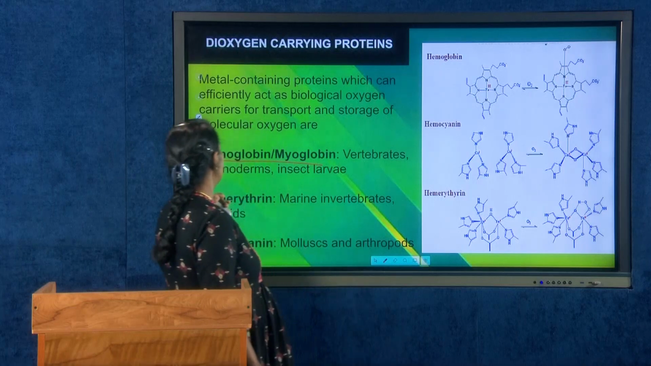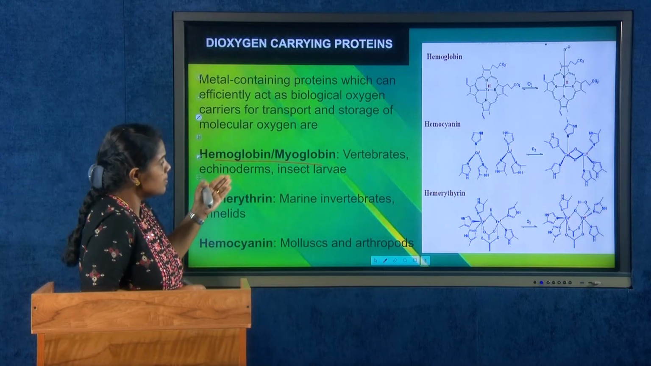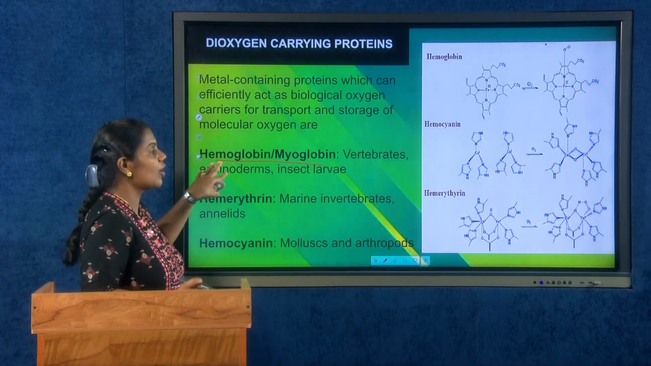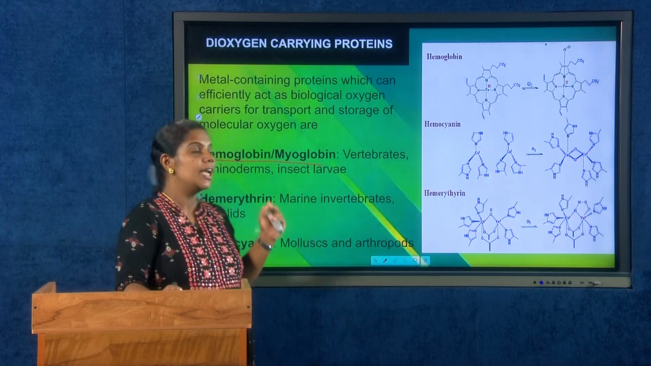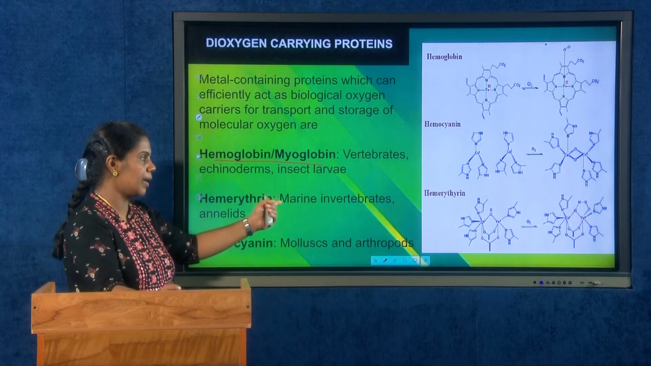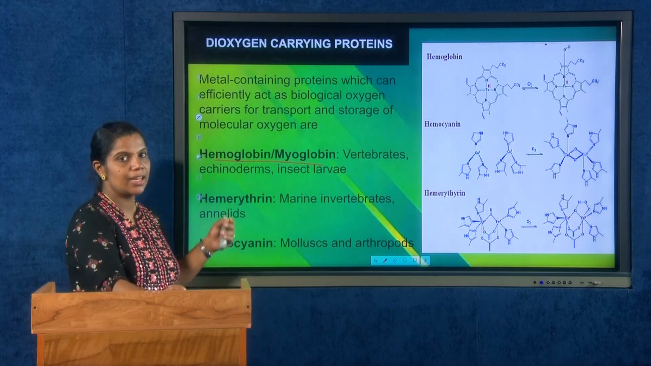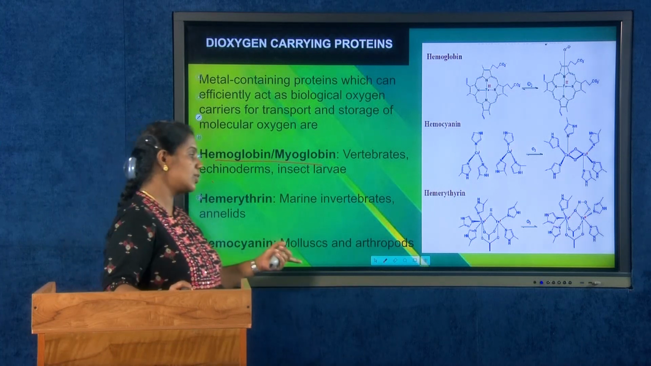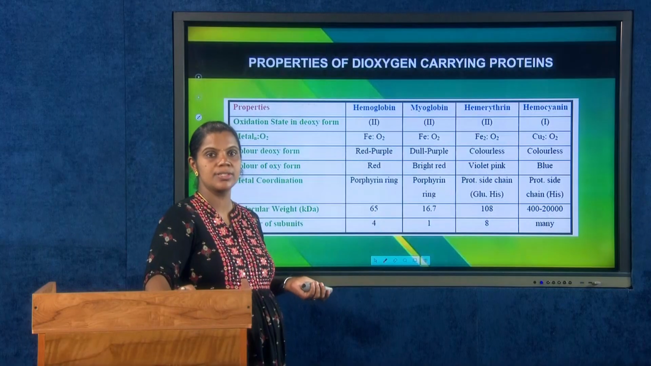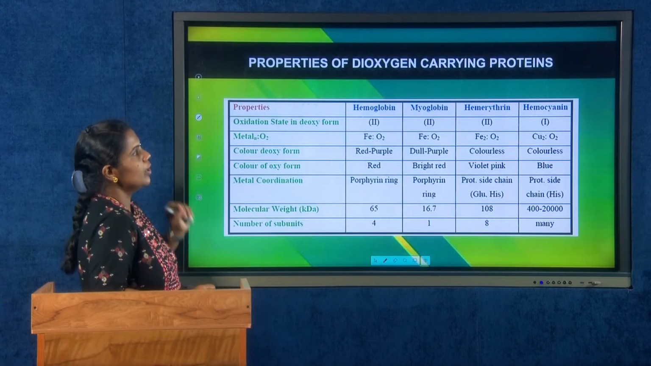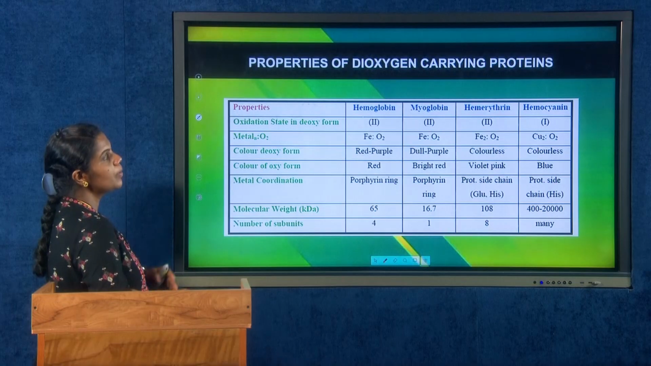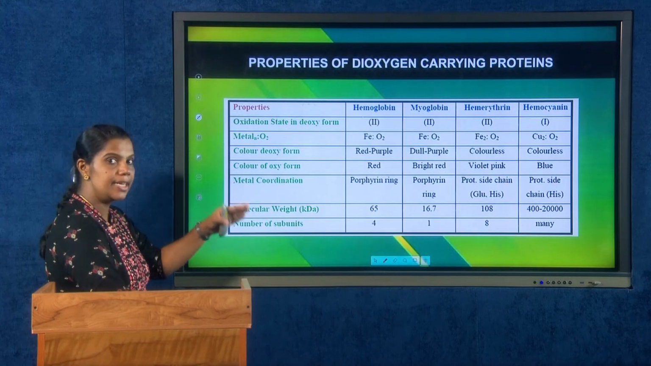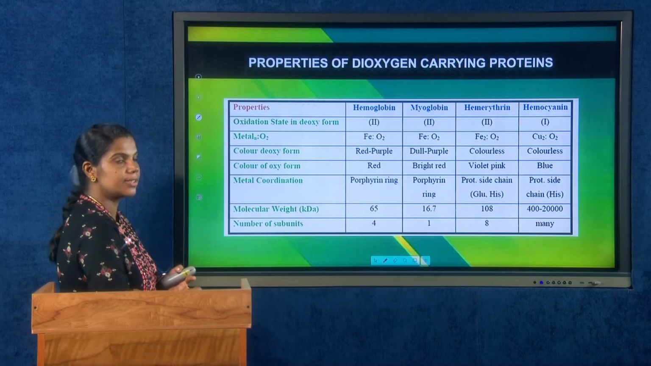Hemoglobin and myoglobin are present in vertebrates, echinoderms and insect larvae, including humans. Hemerythrin is found in certain marine invertebrates and annelids like earthworms. We have hemocyanin present in mollusks and certain arthropods. Moving on, now let us see the properties of these dioxygen carrying proteins. We will learn them in detail in the coming lectures.